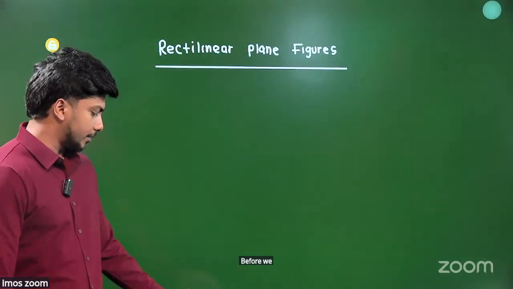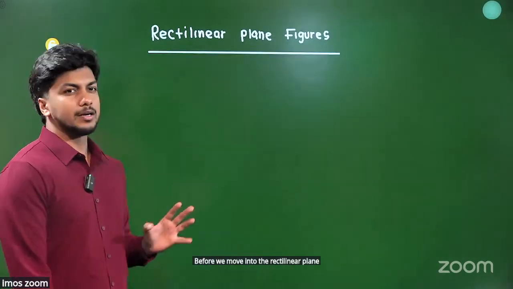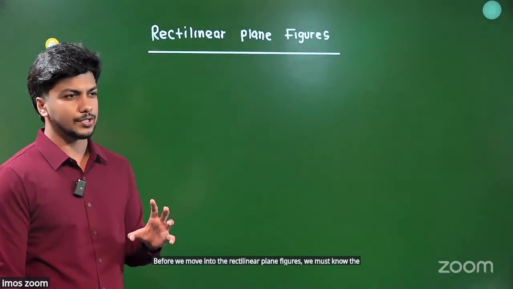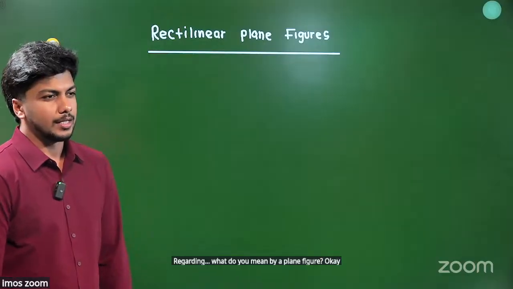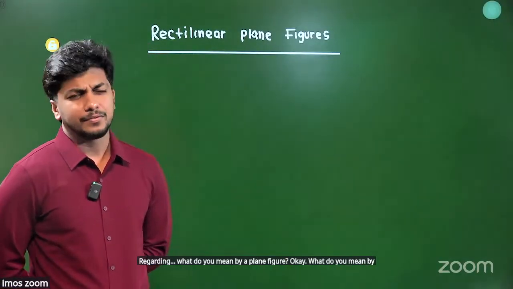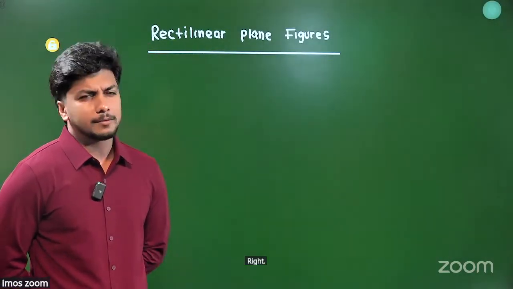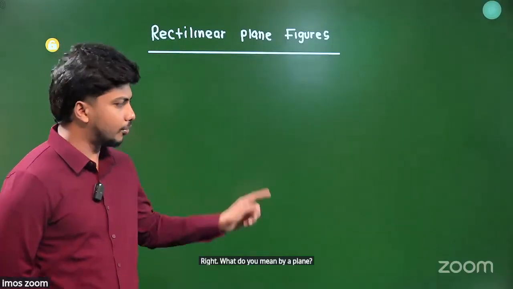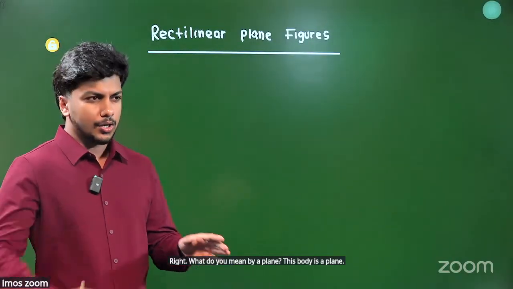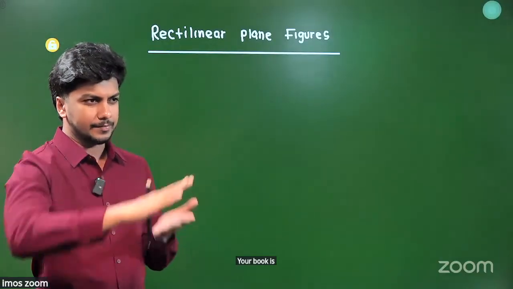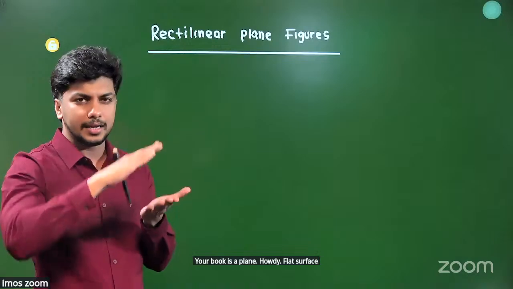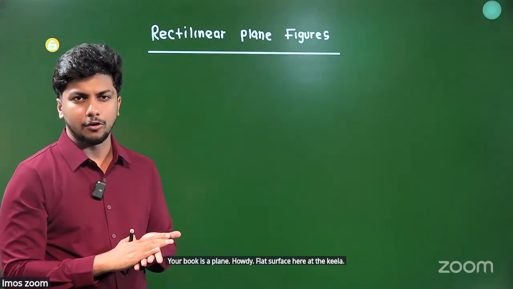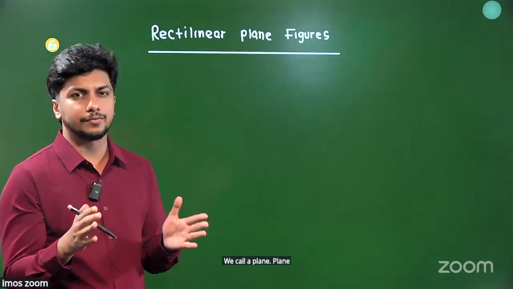Before we move into rectilinear plane figures, we must know the fundamentals: what do you mean by a plane figure? What do you mean by a plane? This board is a plane. Your book is a plane. We call a flat surface a plane. Plane means a flat surface.